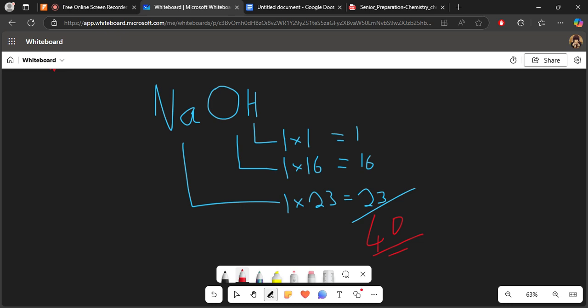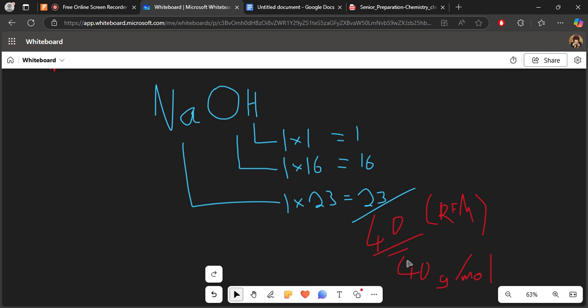Now, this is the relative formula mass. Keyword relative. If I asked you for the molar mass, you're going to say 40 grams per mole. And this is one thing you need to take note of: relative formula mass has no units, while molar mass has units, which are grams per mole.